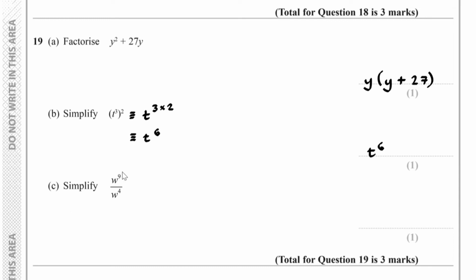Then for part C, we have to simplify w to the 9 divided by w to the 4. Well, here I've got base to a power divided by base to another power. Same base, we're dividing, so we subtract the powers. So I've got w to the 9 take away 4. So I've got w to the 5.